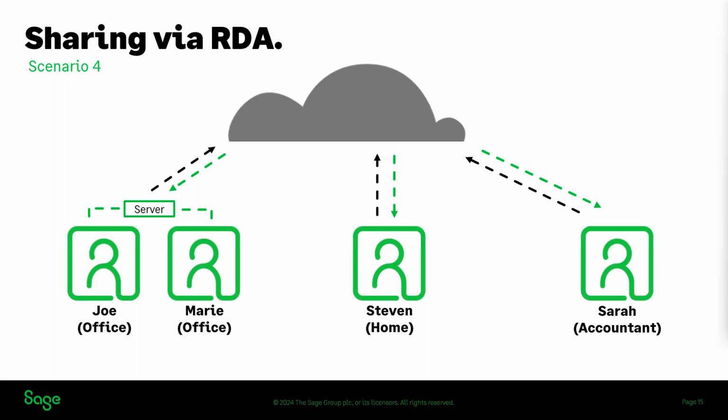If you do have a server set up, then we would recommend to set up remote data access from that location first, so you make sure everyone in the office is set up and able to access, and then you would only apply remote data access to Joe and Marie's user records if they had another machine at a different location and they needed to connect remotely.